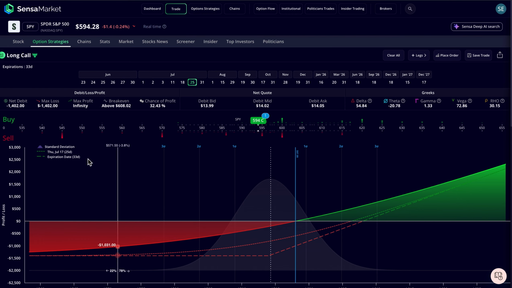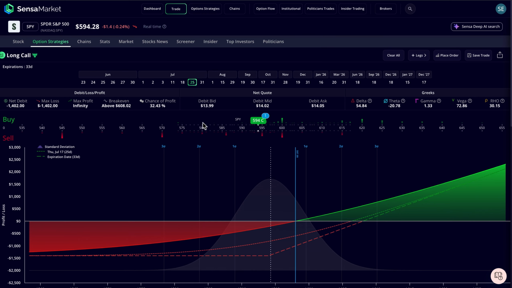So whatever you pay for the long call, that's the most you can lose even if the stock goes to zero. Now, the maximum profit is technically infinite. In other words, as long as the market keeps going up, your profit potential keeps rising with it. Currently, this trade has about a 32% chance of profit.